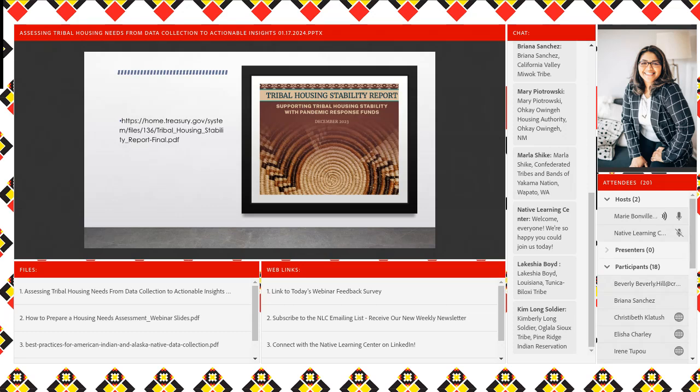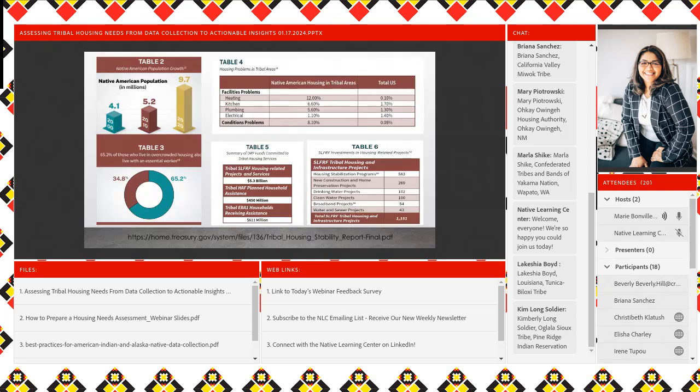This is a housing stability report. It was drafted in December of 2023, and basically it talks about the HAF funds, the Homeowner Assistance Fund, that were available via Treasury. And I wanted to bring up a couple different things. I wanted to highlight, certainly you can see a doubling in the Native American population and the growth therein, right? And if you look at table 3, it shows you that 65.2% of those living in overcrowded housing were also living with essential workers. So the idea that there isn't workforce housing is prevalent all across the country.